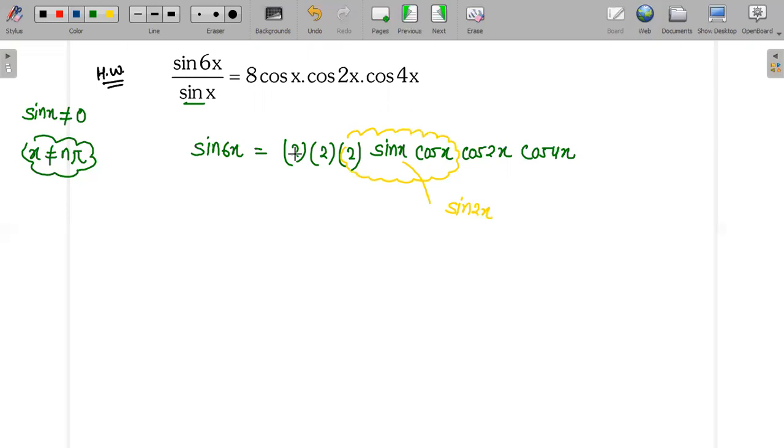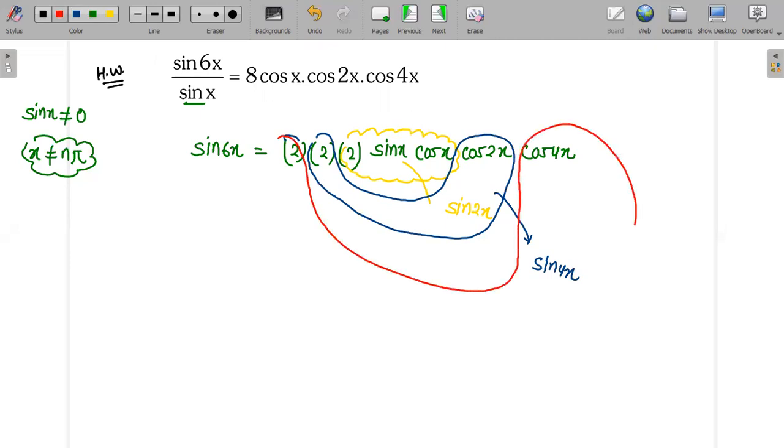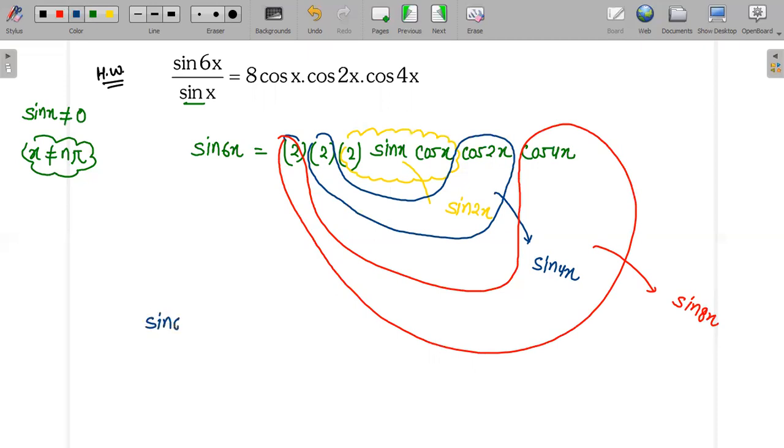Now try to take these three terms collectively: 2, sine 2x and cosine 2x. What will these three terms give you? They will give you sine 4x as a result. Another 2 is there, so along with this 2, sine 4x and cosine 4x is equal to sine 8x. So we need to solve this expression where sine 6x is equal to sine 8x.